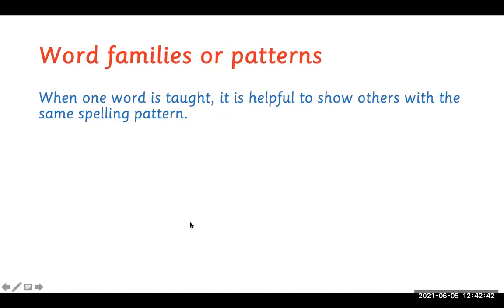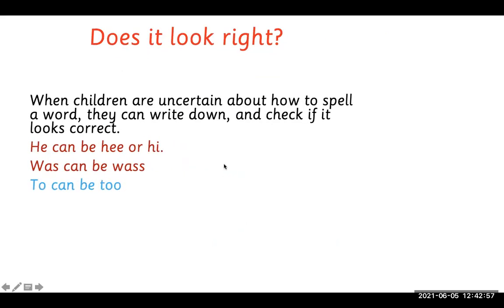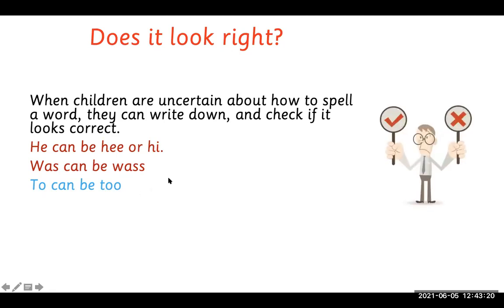You can use word families. If you have taught me, then it's easy to teach she, we, be. If you have taught to, then do is easy. Does it look right? You see that if you want your child to blend, he can also write it like this. Was can be written as woz. To can be written as too. So gradually you tell them to check their work and compare with the reader. So it's another method.